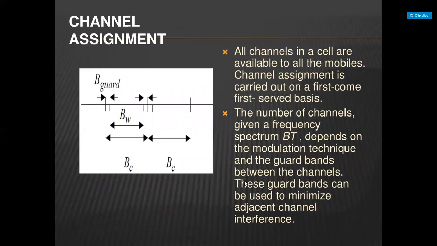Next, the channel assignment. All the channels are available to all the mobiles. It is carried out on a first come first serve basis. The number of channels given a frequency spectrum depends upon the technique and the guard bands between the channels. These guard bands are used to minimize adjacent channel interference.